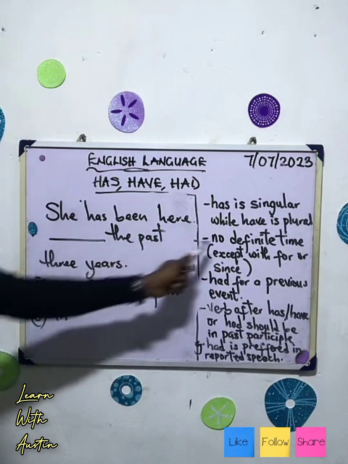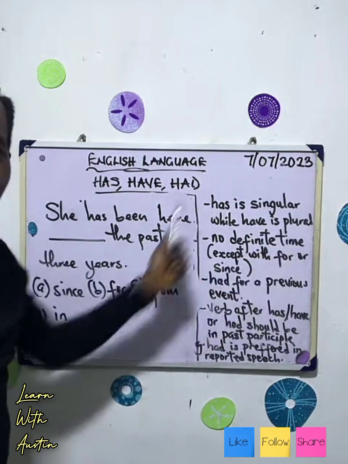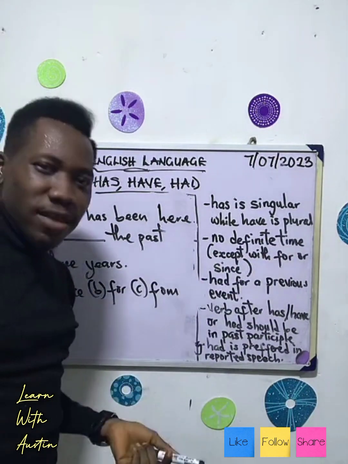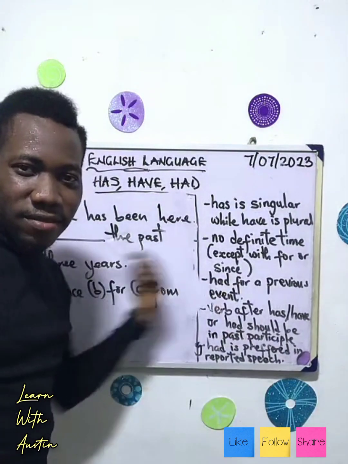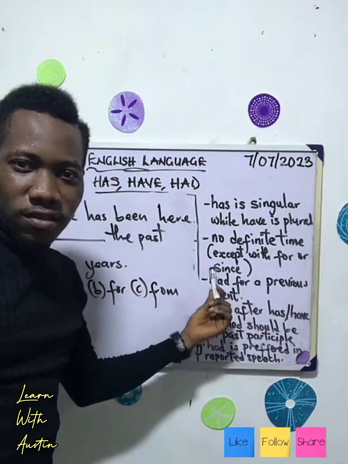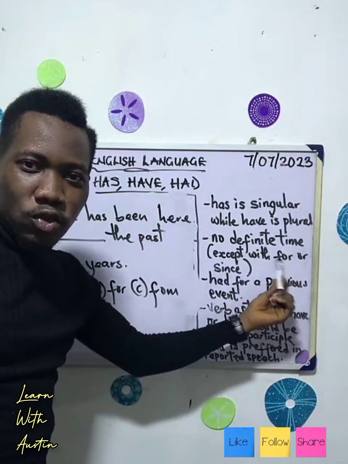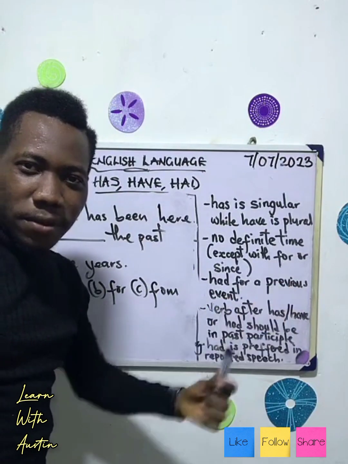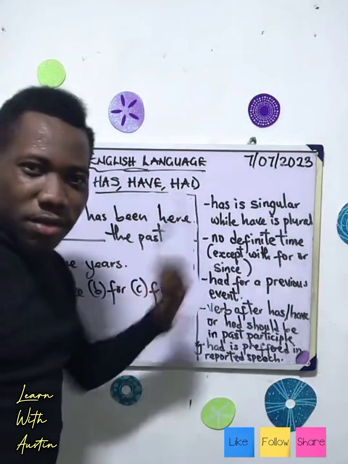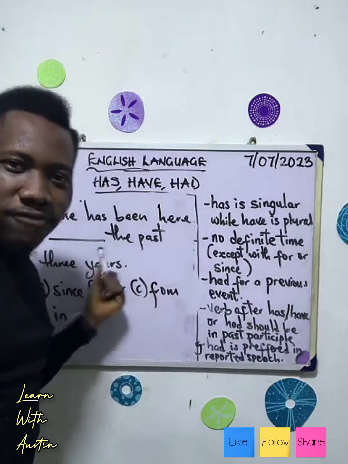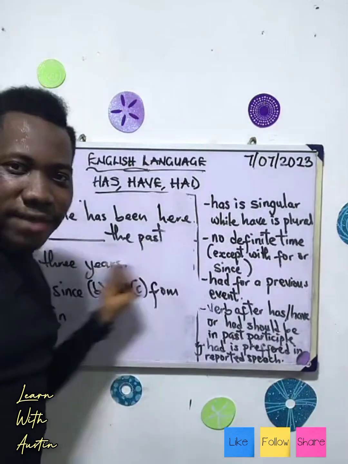We said no definite time is used after has. You don't say she has gone home yesterday. You don't say she has gone home last week, alright? So if you're going to put a time, like the past 3 years, you're going to use either for or since. Now, when do you use for, when do you use since? You use for when you have a number. 3 years. In this case, we have a number. That's a numerical definite time, alright? So the answer is B. She has been here for the past 3 years.